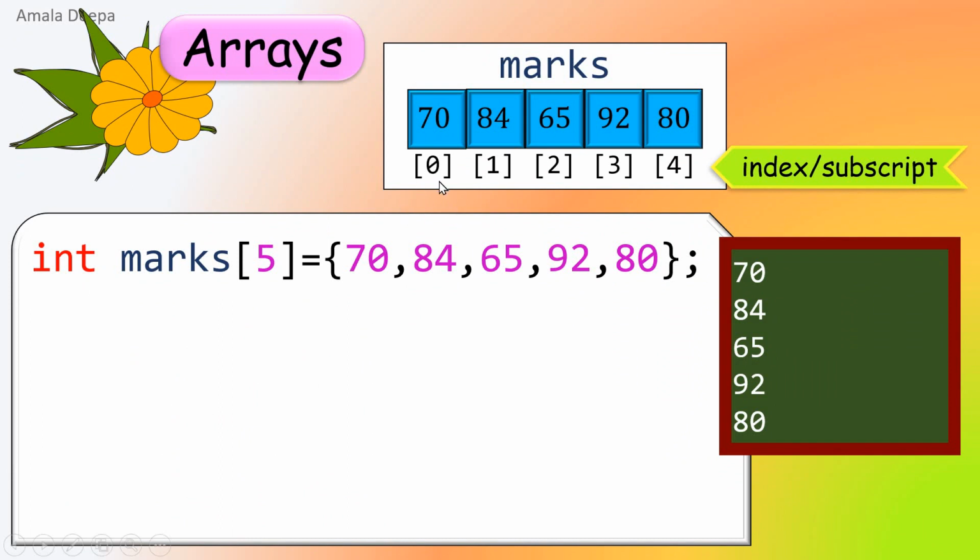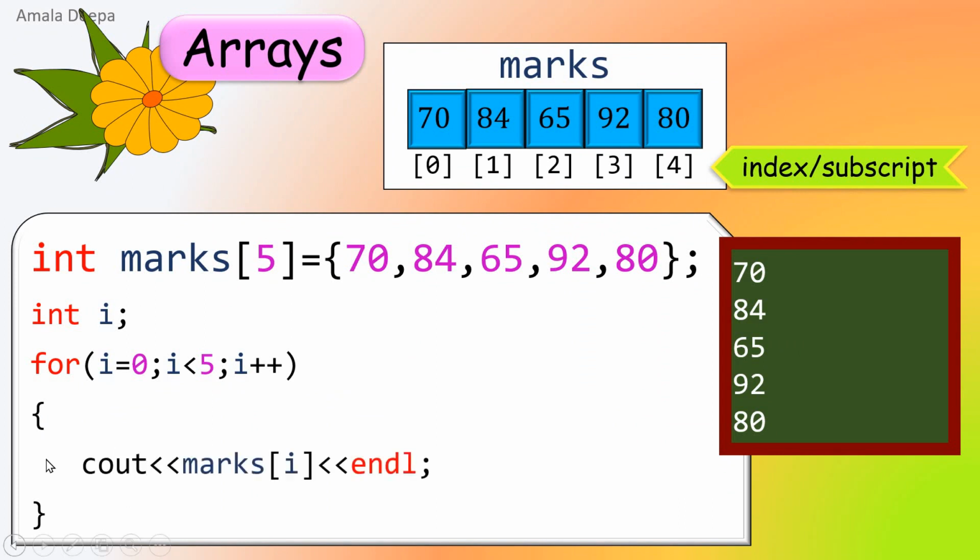For counting the subscripts 0, 1, 2, 3, 4, I take a counter variable i as integer, and then in the for loop I initialize i with the value 0 because the starting index is 0; semicolon, i less than 5 because the last index is 4, which is less than 5; semicolon, i plus plus. And within the body of this for loop, I place one cout statement: cout marks[i] endl semicolon.